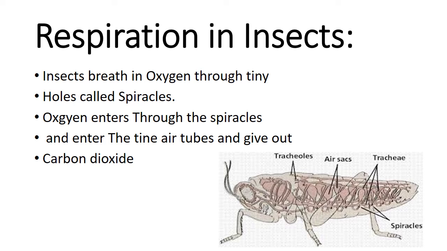So basically, if you take an example of a grasshopper, you can see these tiny holes; these are called spiracles. Spiracles take the air and give it to the air tubes that are present over here. These are your air sacs, your air tubes, and from the air tubes the carbon dioxide moves out from the mouth of the insect.